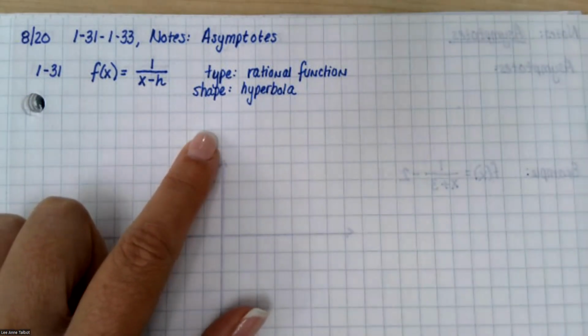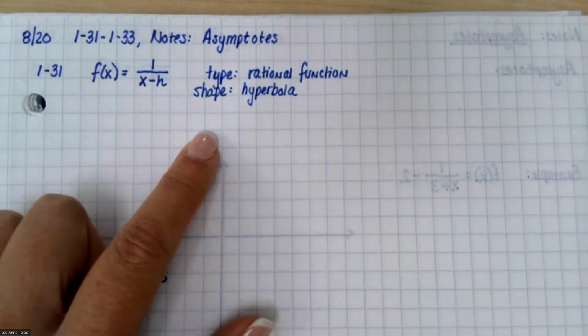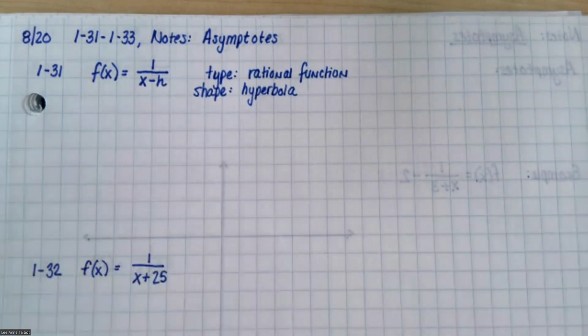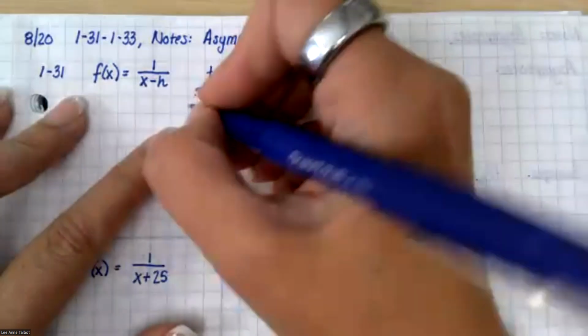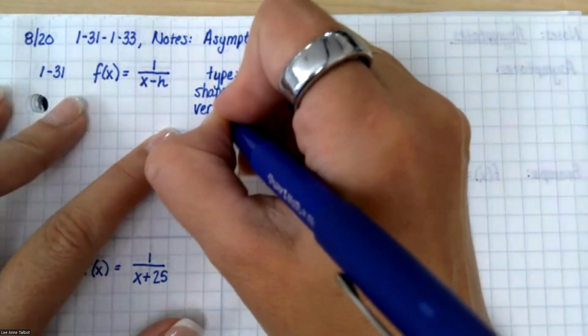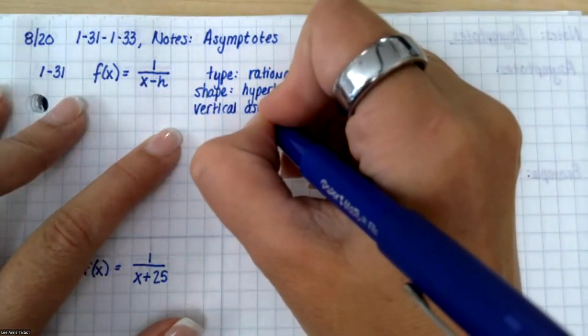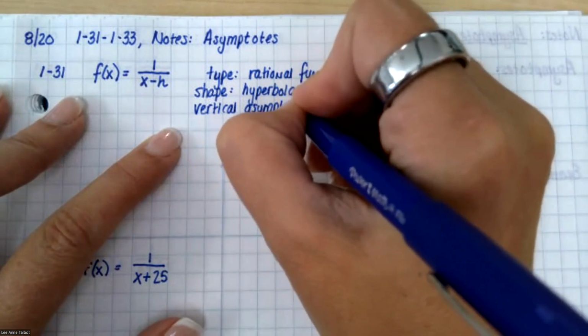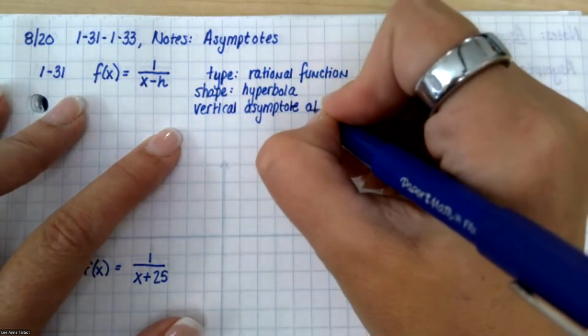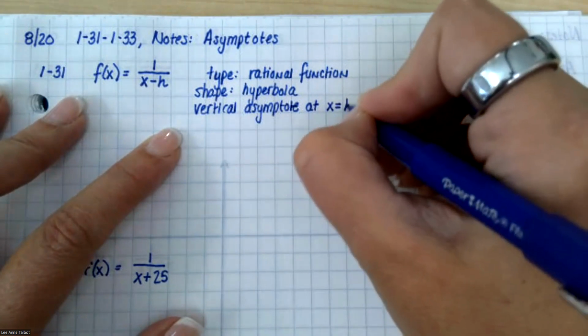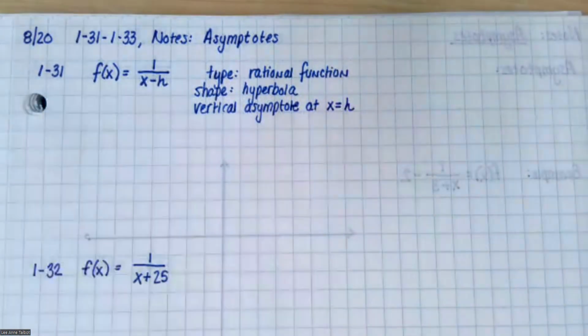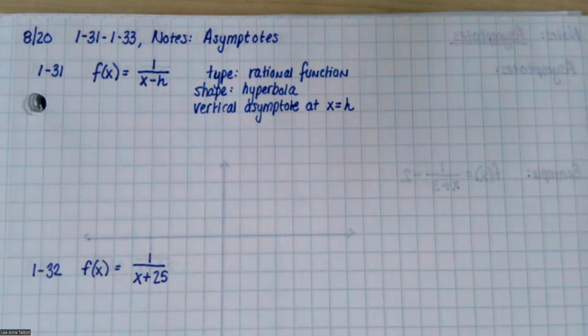Okay. What else did we learn about this yesterday? So we learned that there were asymptotes. There were 2 of them. There's a vertical asymptote at x equals h. Okay, does anybody need me to explain why it's positive h? Why the asymptote is at h?